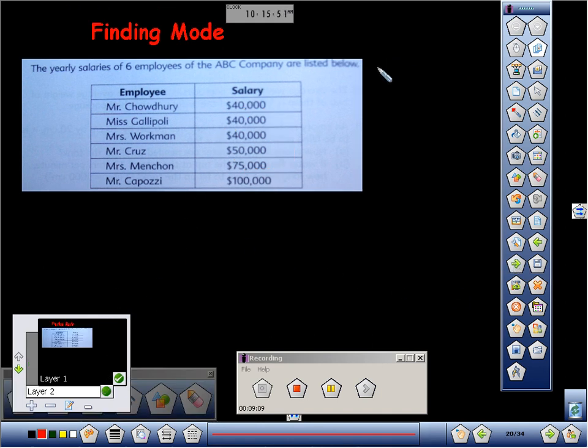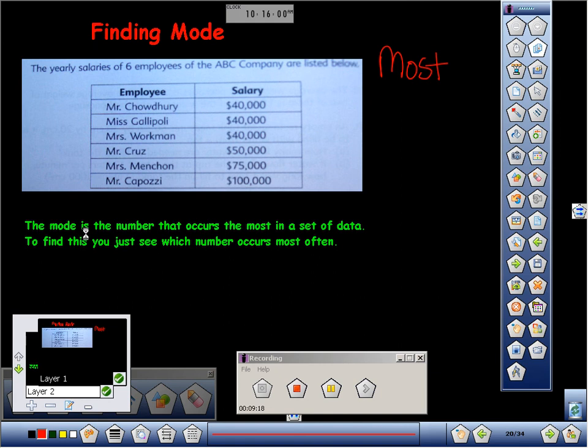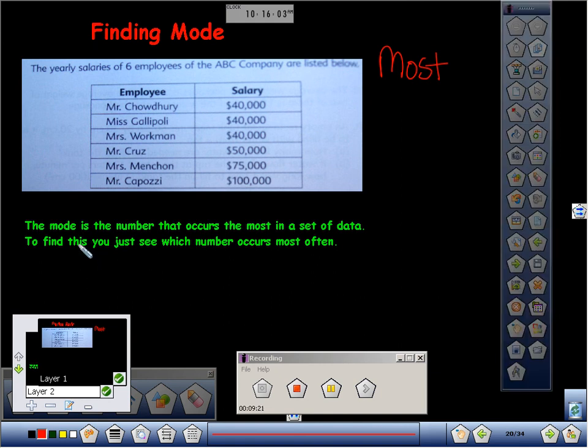Then we have the easiest one, the mode. Mode rhymes with most. The mode is the number that occurs the most. So here's the definition. Pause it and write the definition down. The mode is the number that occurs the most in a set of data. To find this, you just see which number occurs most often.